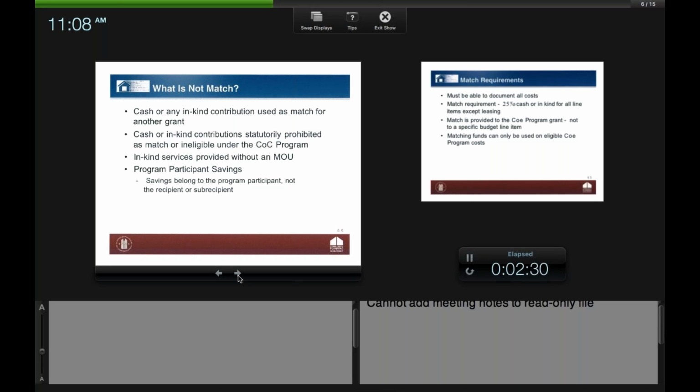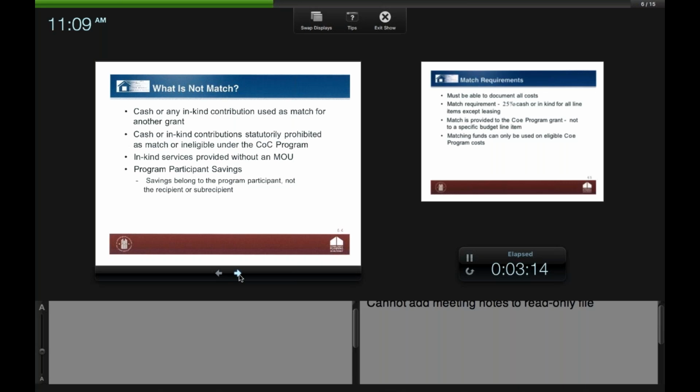Moving on, cash or in-kind contributions that are statutorily prohibited as match are ineligible under the COC program. So again, 578.73 identifies what are the eligible sources, which includes most other federal, state, or local, including private sources, that can be used as a contribution to match your program. Please note, you cannot use COC funds to match a COC grant. Similarly, as mentioned, you cannot use ESG funds to match an ESG grant.